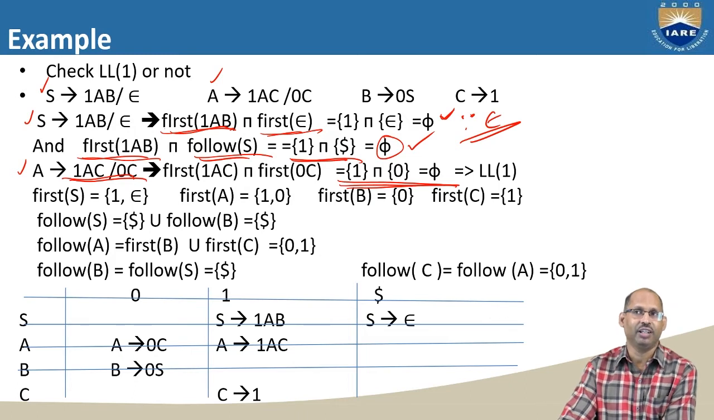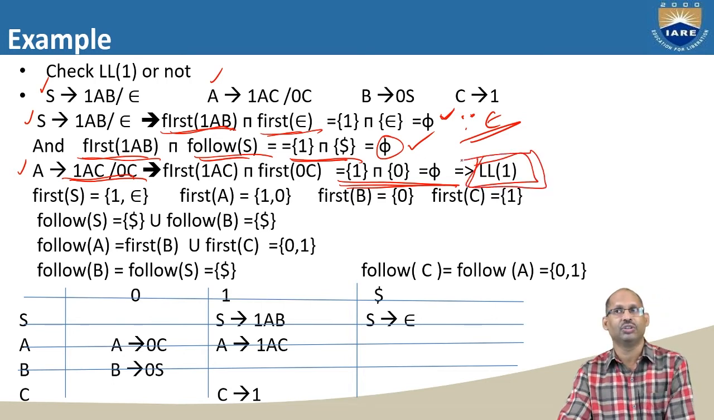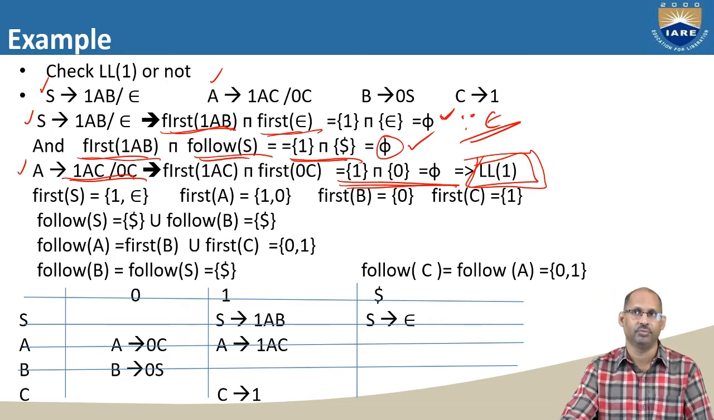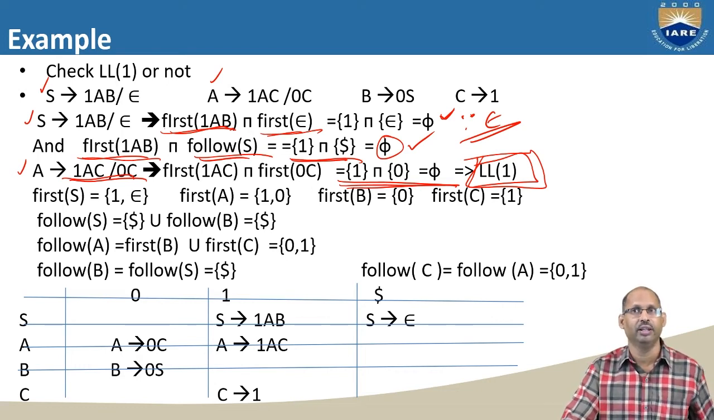Once again it is giving 5. So finally it is an LL1 grammar. It satisfies both the conditions, so simply we can conclude it is LL1. Then the next step is to find the first of all the variables, then find the follow of all the variables, then write down the predictive parsing table. Right?